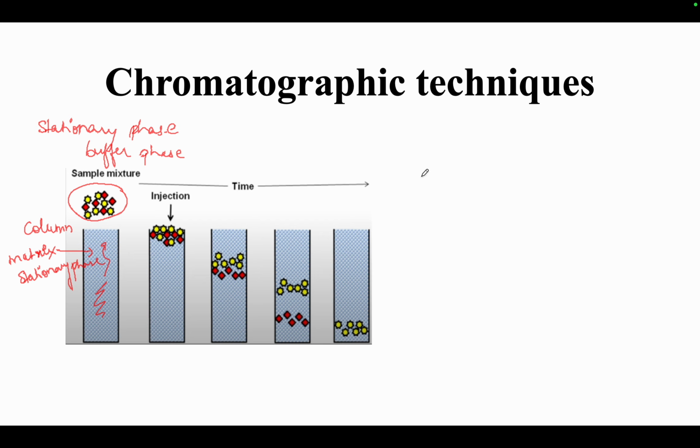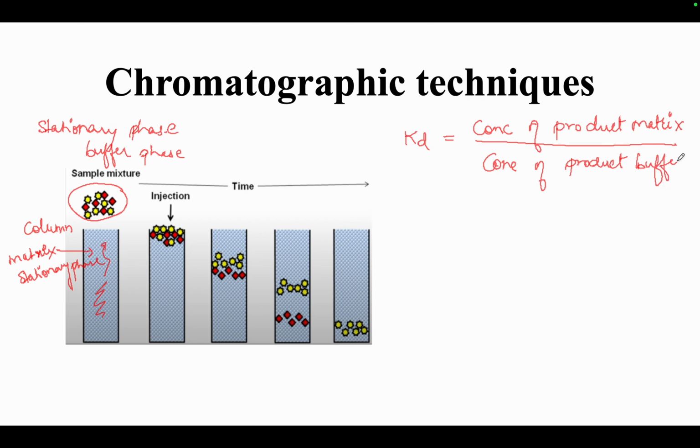Now the separation will be based upon the KD, the dissociation constant, and that dissociation constant is equal to the concentration of product in the matrix or stationary phase upon the concentration of product in buffer. This KD will tell us how well the mixture of proteins are getting separated from each other.